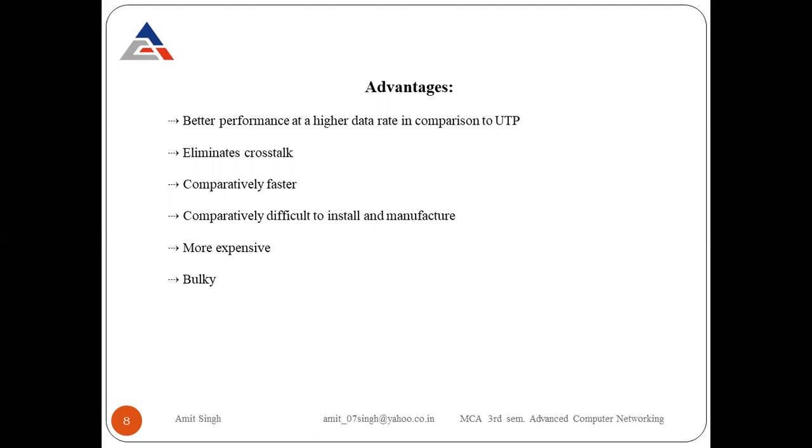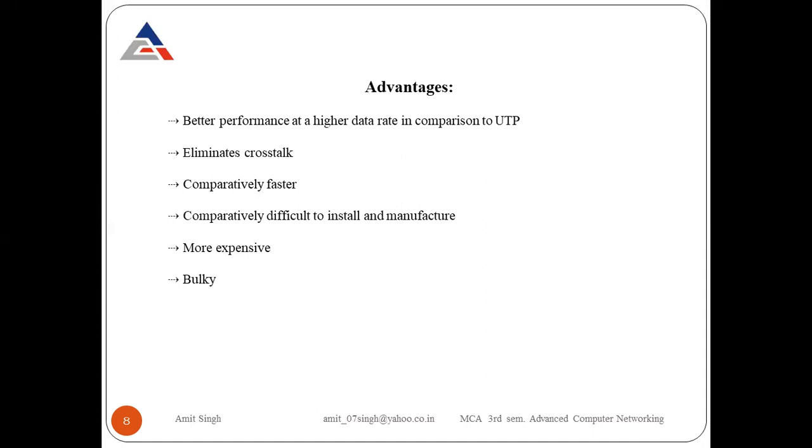Comparatively difficult to install and manufacture. Manufacturing is difficult as compared to UTP. Why? Because they require extra shielding. And it is difficult to install because whenever we install these wires, we also take care of that extra jacket or extra covering. More expensive. Why more expensive? Because the extra covering is there and we have to pay for that extra covering.